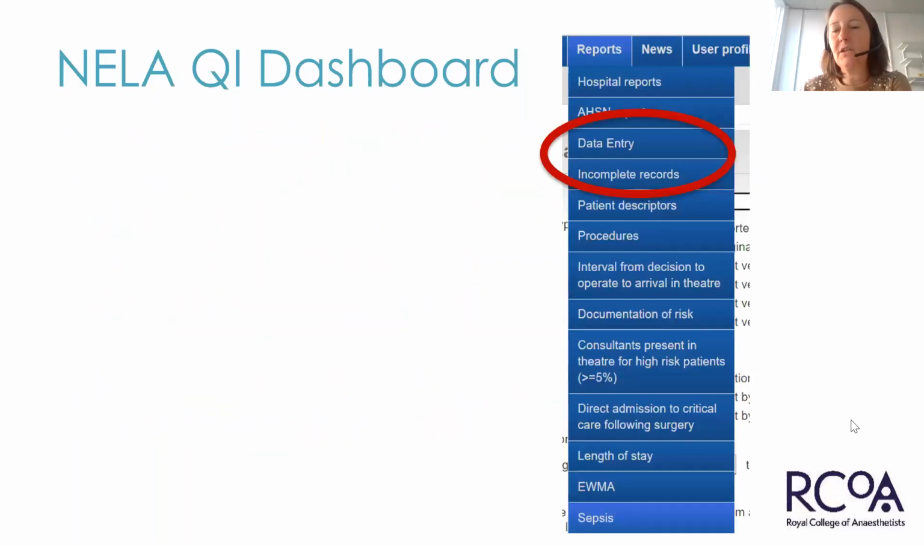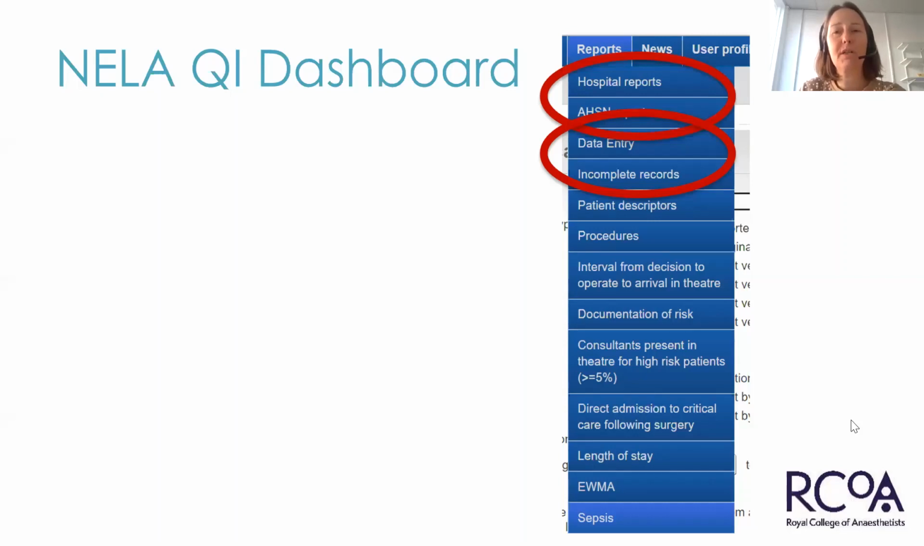So looking down on the various things available to you on the dashboard, if you look on reports, you get this long list of possible reports. As a NELA lead, looking at your data entry and incomplete records is really helpful to chase up colleagues who've maybe started a record and it's not finished yet, or to keep an eye on whether your data entry sometimes falls off in August and September when you get some new registrars arriving who might not have passwords, for example.